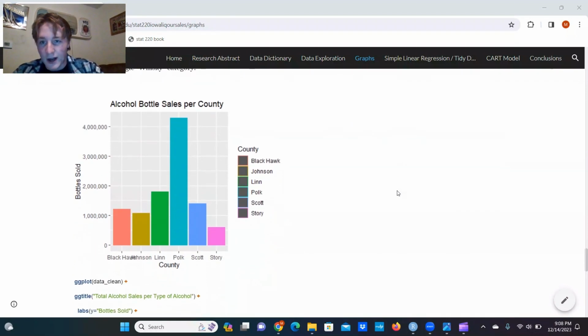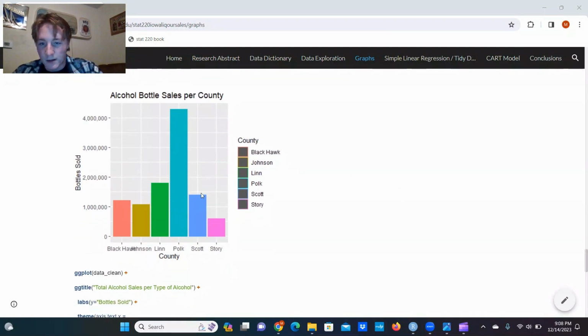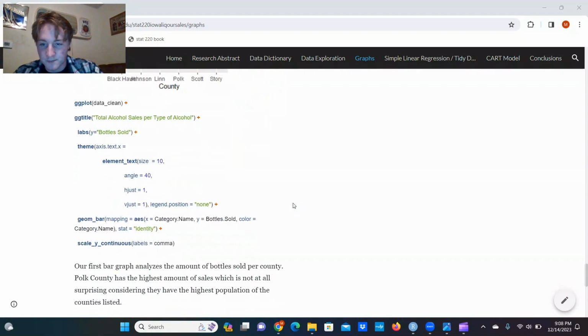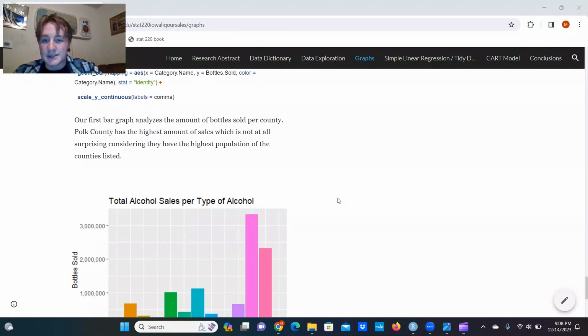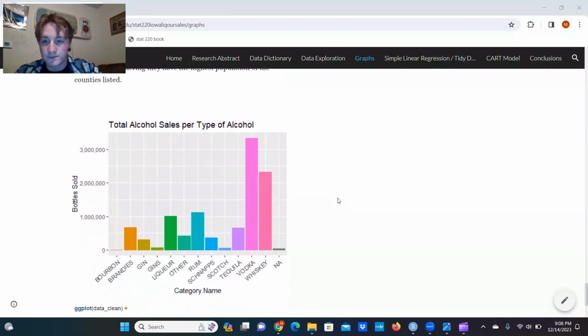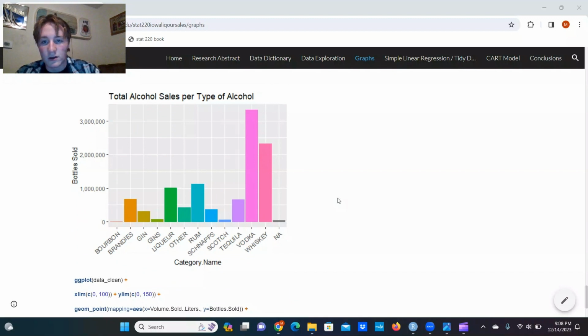And first, we look at our alcohol bottle sales per county, Polk being the greatest, followed by Linn, Black Hawk, Scott, Johnson, and Story. And that analyzed the amount of bottles sold per county. And Polk County has the highest population, so it is no surprise that they have the highest amount of alcohol bottles sold. Next graph, we have the total alcohol sales by the type of alcohol.